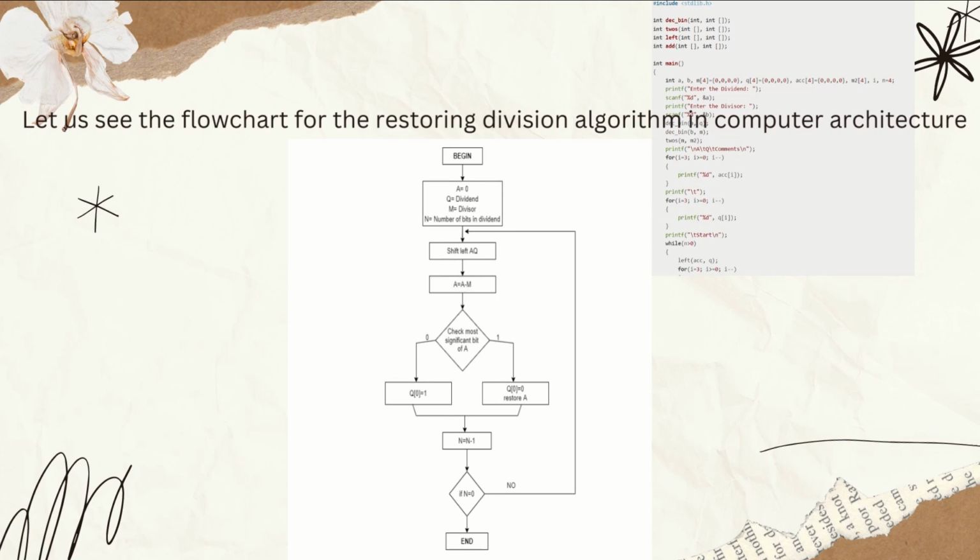At the next step, the MSB, the most significant bit of A, is checked. If it is 0, then the LSB, the least significant bit of Q, is set to 1. Otherwise, if it is 1, then the LSB of Q is set to 0 and the value of A is restored. For the next step, we decrement the value of N by 1. If the value of N becomes 0, then go to the next step. Otherwise, repeat the steps by left shifting A and Q. For the last step, the binary value of the Q register is the quotient and the binary value of the A register is the remainder. Hence, we complete the flowchart.